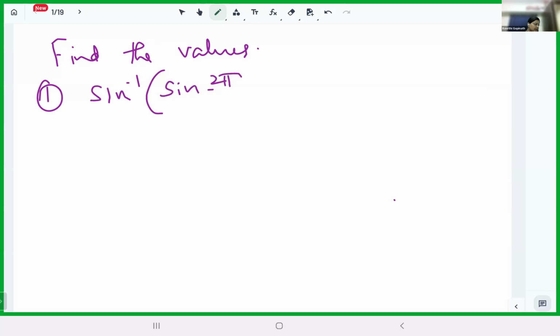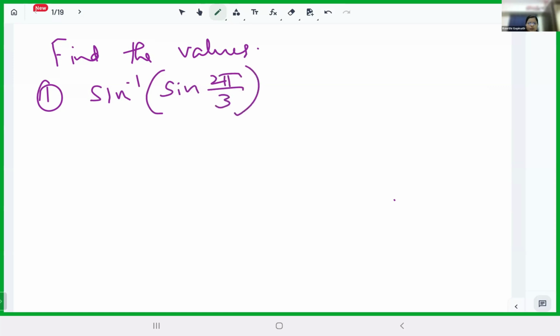Next question is to find the values of the following. First one, sine inverse of sine 2 pi by 3.